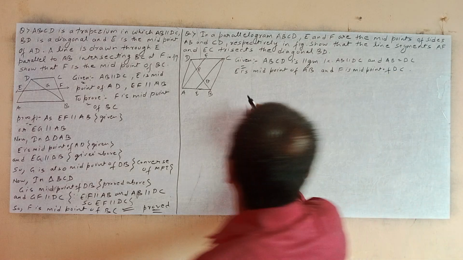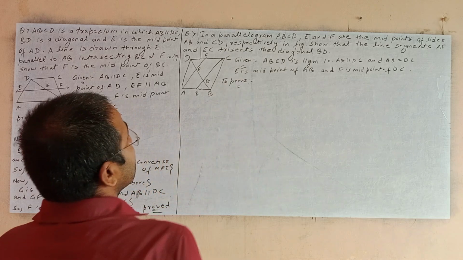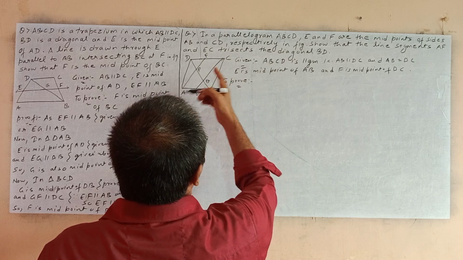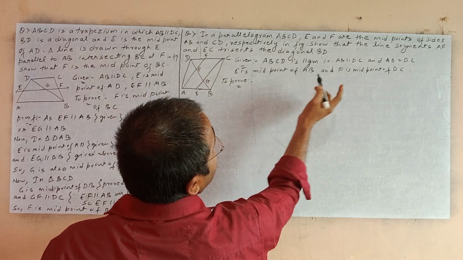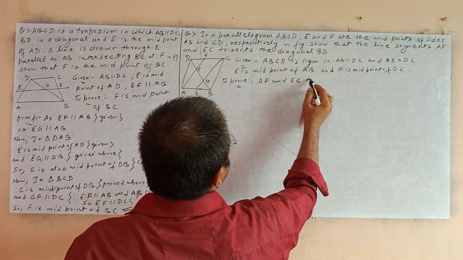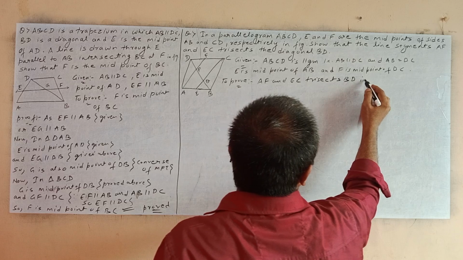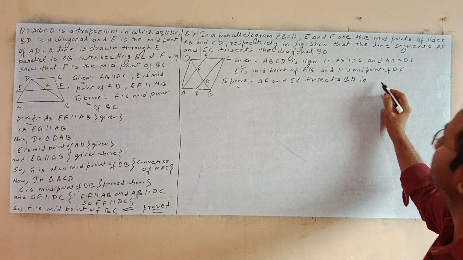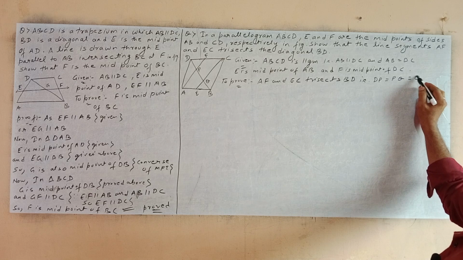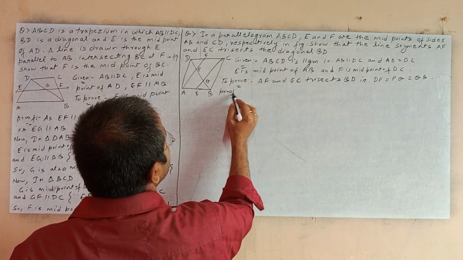Okay, this is given. Now you have to prove. To prove, you have to prove that EC and AF trisect BD, that is DP is equal to PQ is equal to QB. You have to prove. Okay, now let us see how you will prove that.